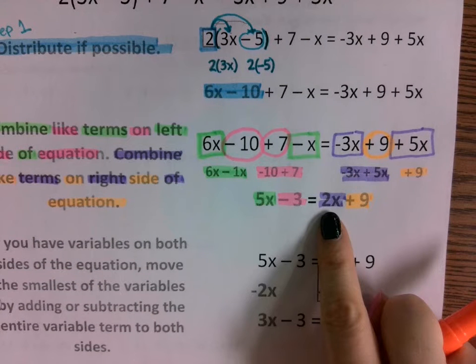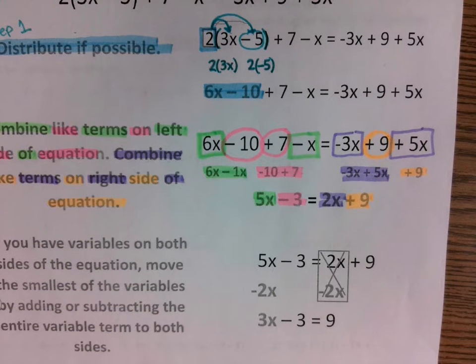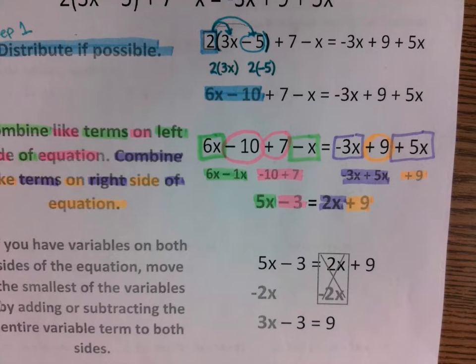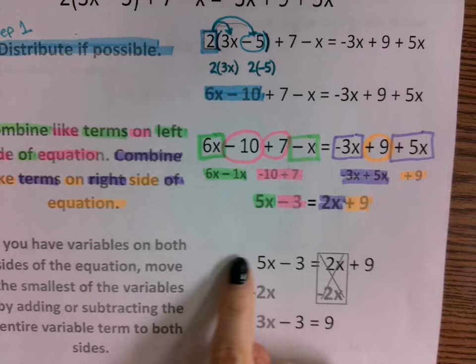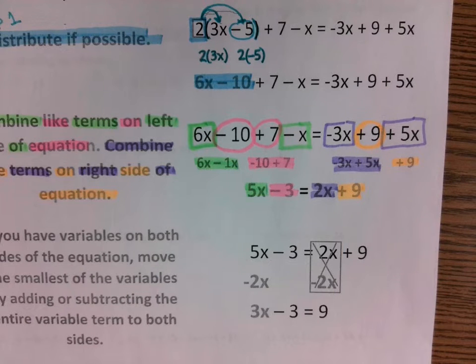So again, step 1, distribute if you can. If there happens to be something that needs to be distributed, you do that first. Once you're done with any distribution, you then go and look to see if there's like terms that you can combine on both sides of the equations. You're trying to simplify both sides down to single terms. Okay, one term in variable x, one term in constant.